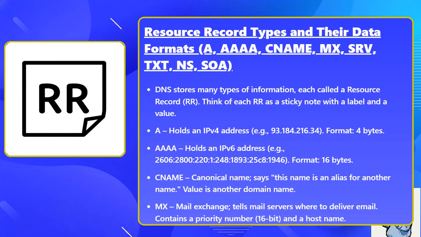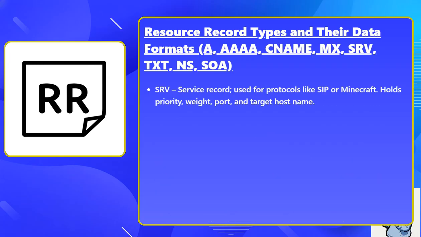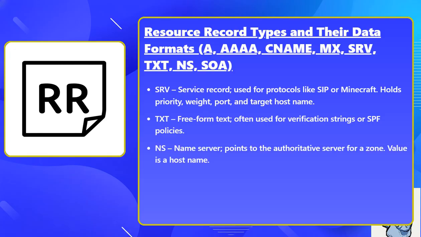MX, Mail Exchange, tells mail servers where to deliver email. Contains a priority number, 16-bit, and a host name. SRV, service record, used for protocols like SIP or Minecraft. Holds priority, weight, port, and target host name. TXT, freeform text, often used for verification strings or SPF policies. NS, name server, points to the authoritative server for a zone. Value is a host name.